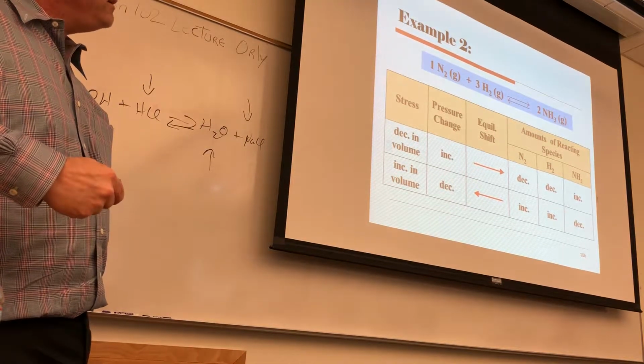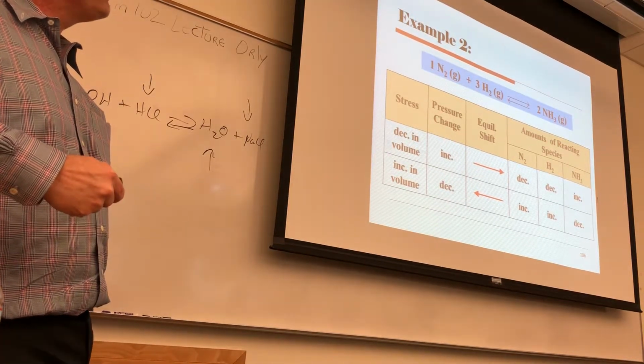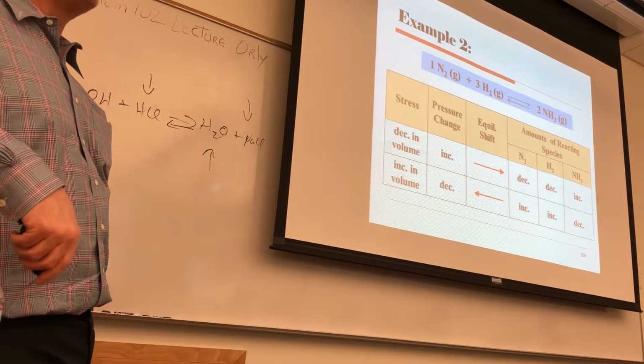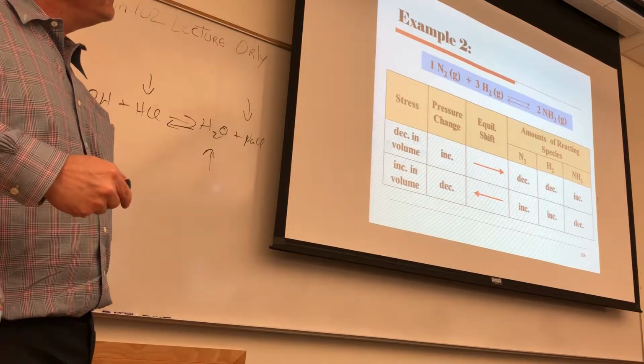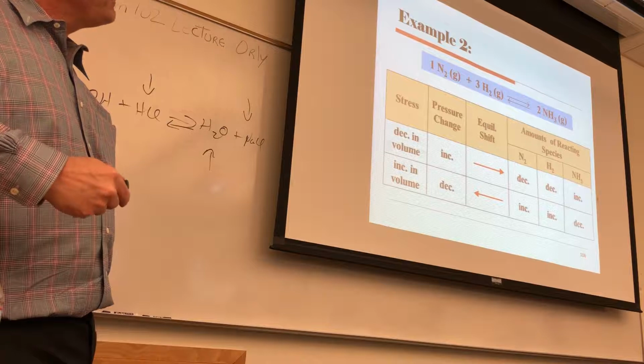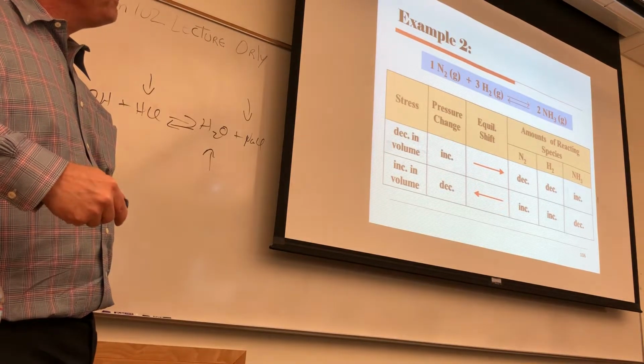If I pull away, if I increase the volume, I decrease the pressure, it's now going to move towards where there was more pressure. So it's going to move from the right to the left. That means this goes down, those go up. That's what you see here.